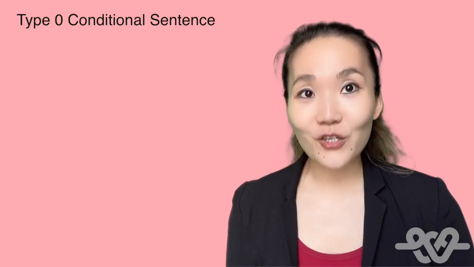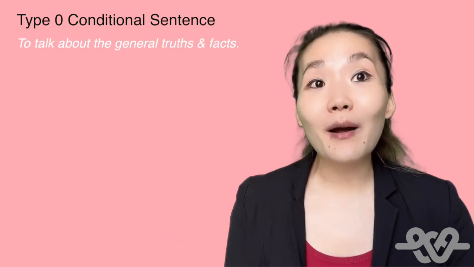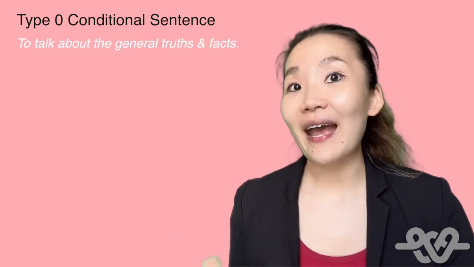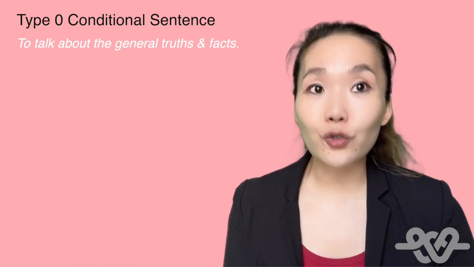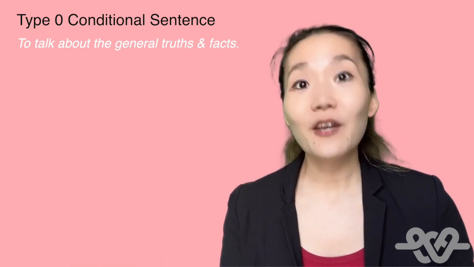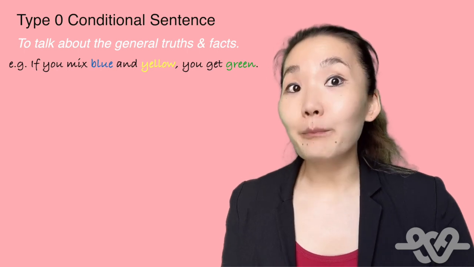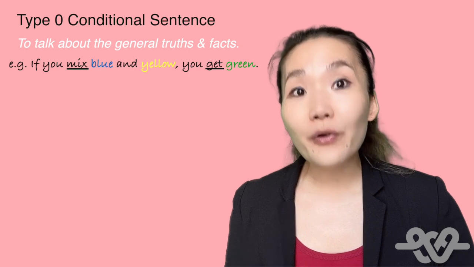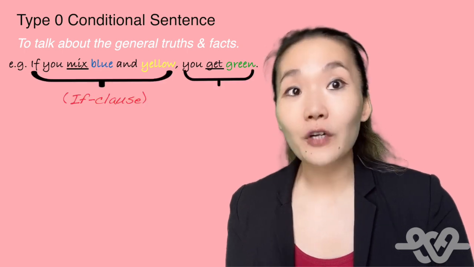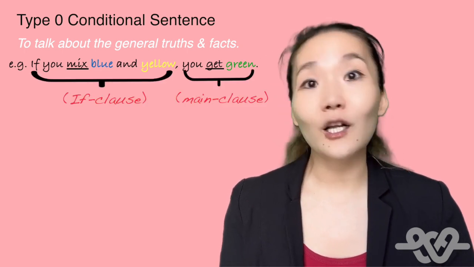This type of conditional sentence is used to talk about the general truths and facts. The condition and the results are always true and directly connected. For example, if you mix blue and yellow, you get green. We use simple present tense in both the if clause and the main clause.